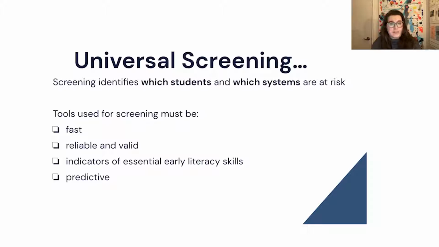But I will say that we would very much encourage you to take a look at the recording from our first webinar. In that webinar, we really went through the basics of universal screening, what it is, why we need to do it, and what that looks like.